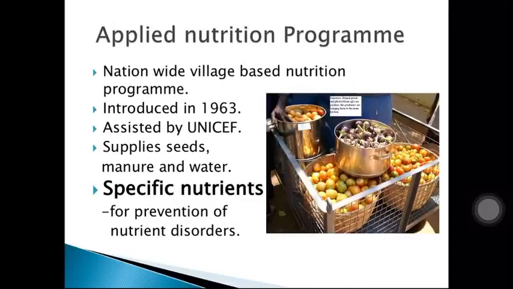So it helps in terms of supplying seeds, manure and water, and the school authorities will find an appropriate land wherein, using these supplies, they cultivate their own vegetables and kitchen gardens. So the students also can be involved, so it can be a learning experience and a teaching method for the students also. So national programs related to specific nutrients are your vitamin A prophylaxis program, iron supplementation for iron deficiencies, and iodine supplementation for iodine deficiencies.